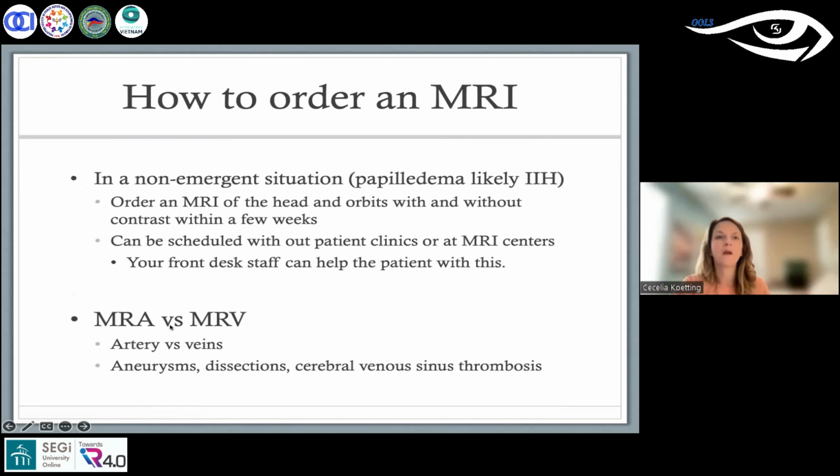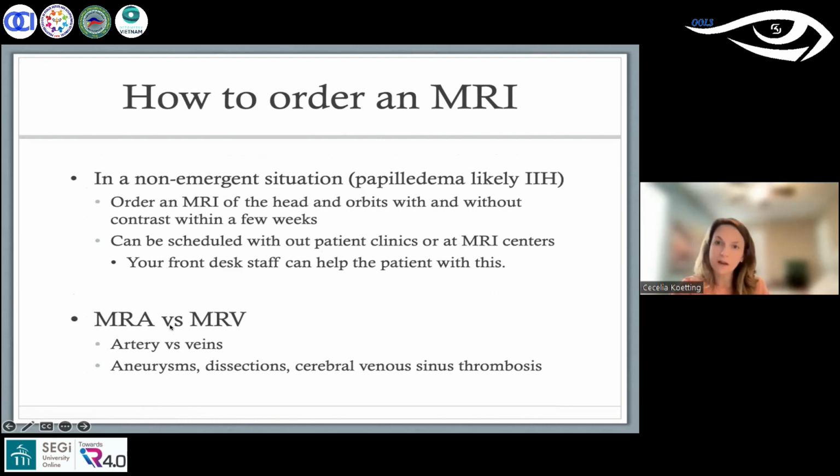If it's non-emergent in the United States, we have sites where they can go to have MRIs. They're imaging centers, and so we can call ahead and set up an appointment. But again, you're saying why you're ordering it. You need to have your ICD-10 code in there so that they know with coding and billing how to submit it to insurance.